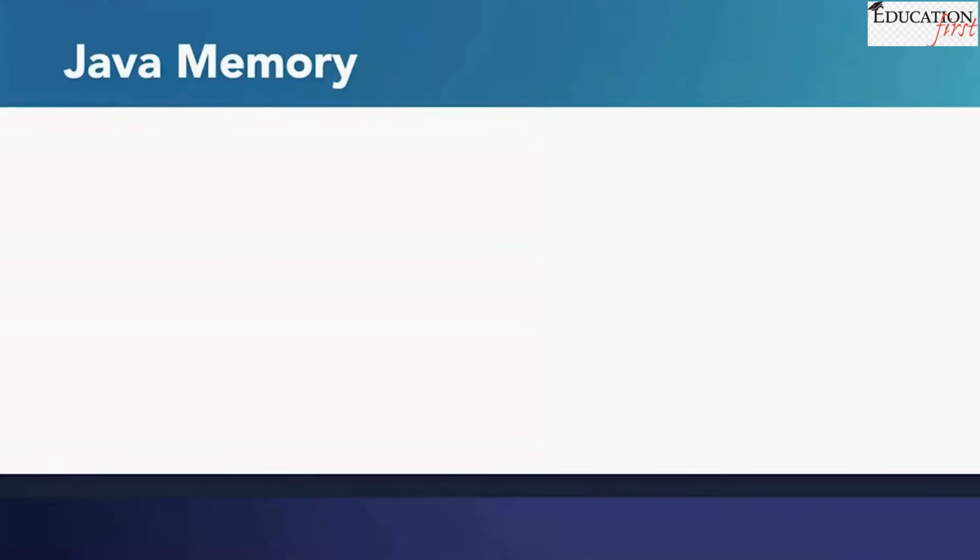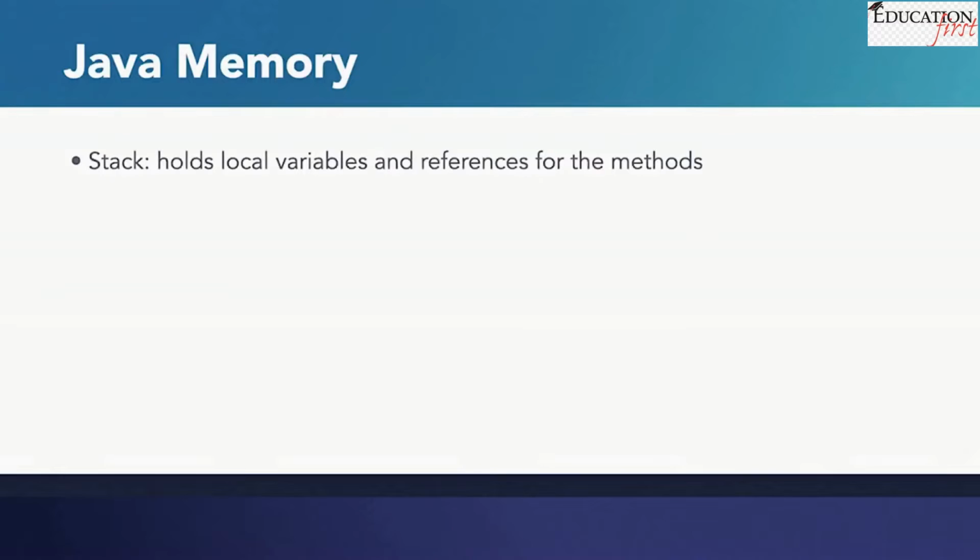Java memory is split up in several parts. The stack and the heap are rather well known. The stack holds all the local variables and references for the methods. The heap holds all the objects. The heap consists of different parts, amongst which the perm generation, also called permgen. So the permgen is a part of the heap space.